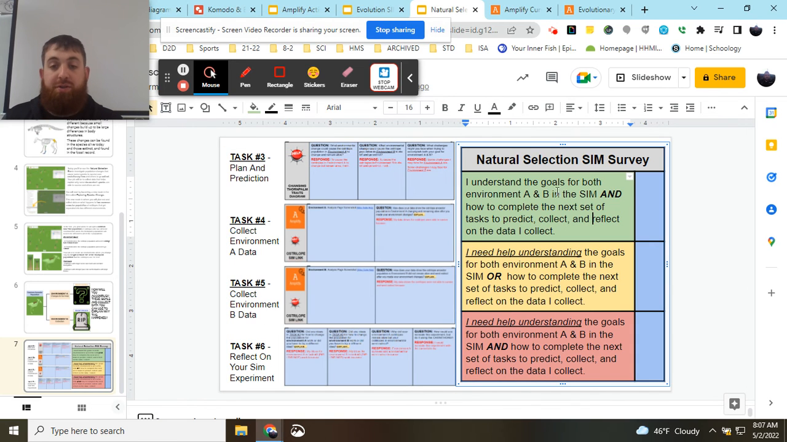So go ahead and ask yourself, do you understand the goals for both environment A and B in our sim? And do you understand how to complete the next set of tasks to predict, collect, and reflect on the data that you collected? If the answer is yes, put it in green. Otherwise, put your X where you need to and check in. And good luck.